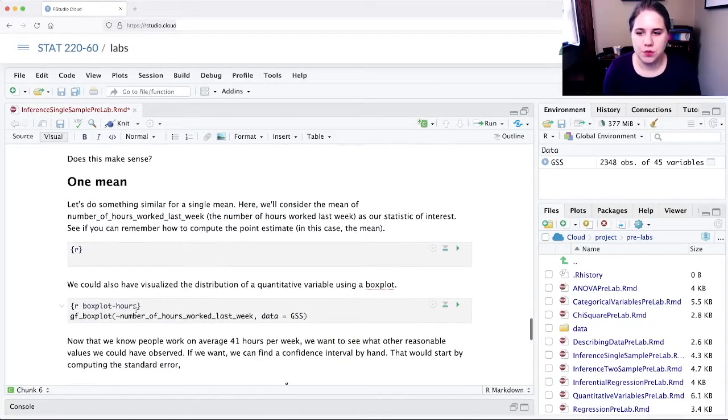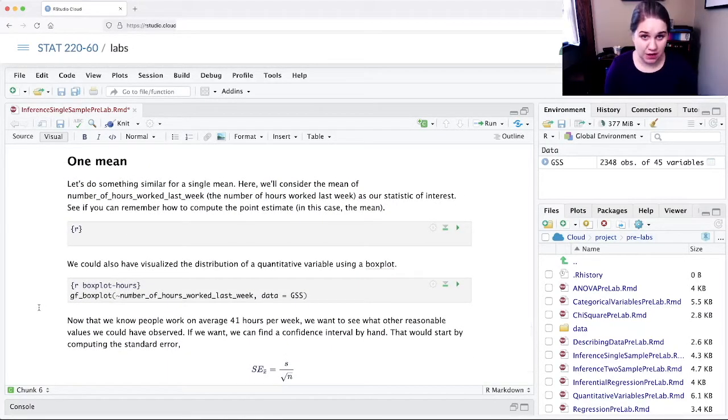We can also do inference for a single mean. And so we're going to think about the mean of the variable number of hours worked last week. That's going to be our statistic of interest. And in this case, the point estimate is going to be the sample mean. So I'd like you to see if you can pause the video and try to find the mean for that variable.